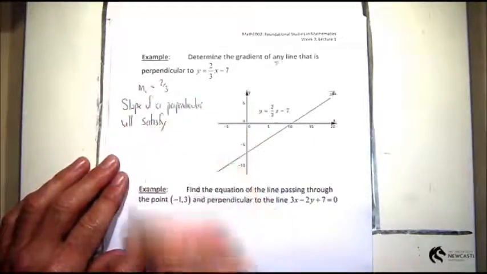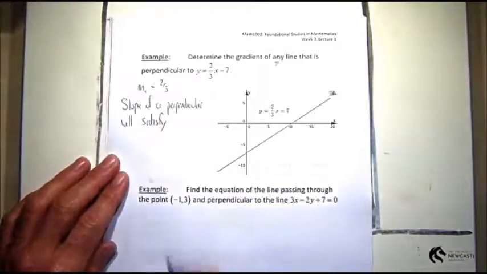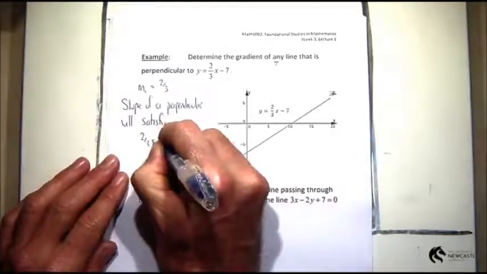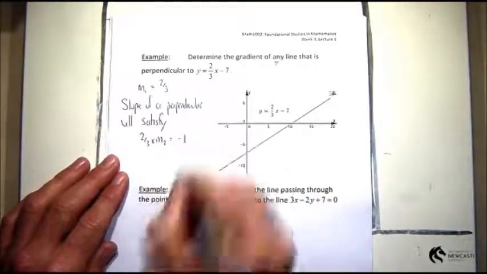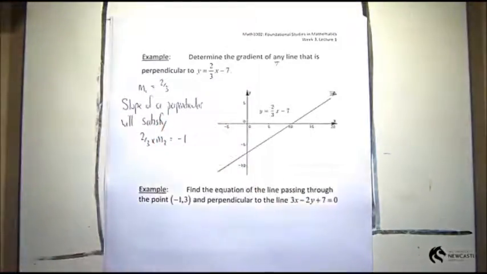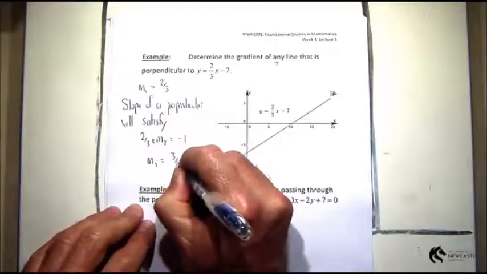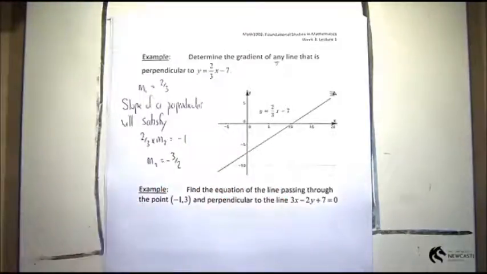So any line that is perpendicular to that one will have slope 2/3 times m2 has to be equal to minus 1. The slopes have to multiply. And so m2 has slope minus 3 on 2. And of course there's a whole family of lines that are perpendicular to this one here.